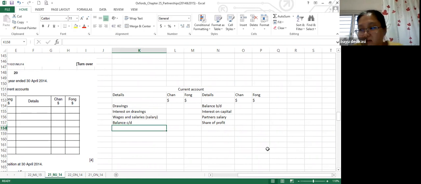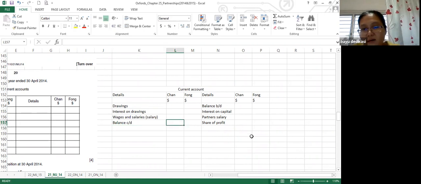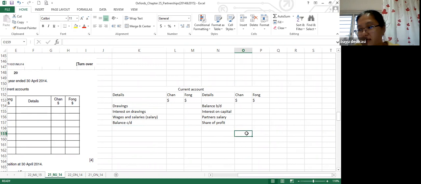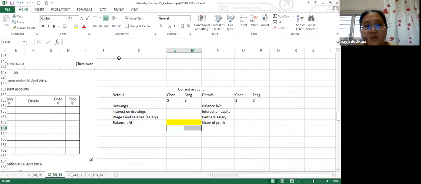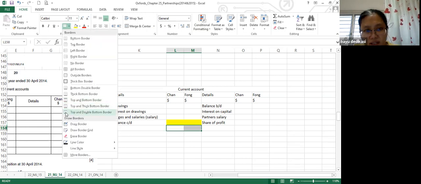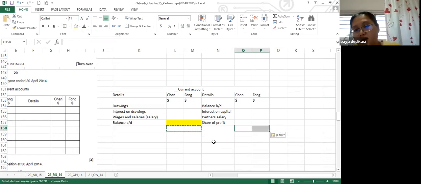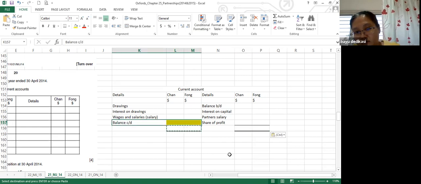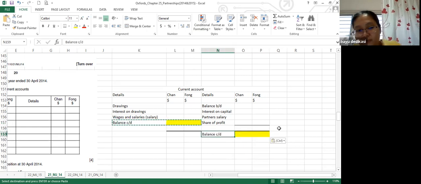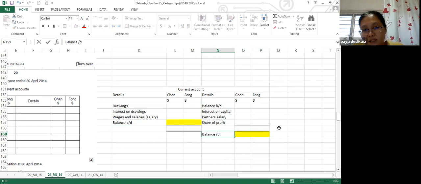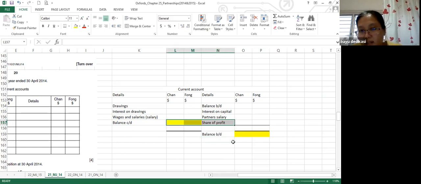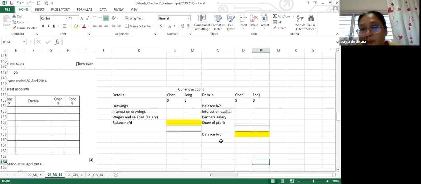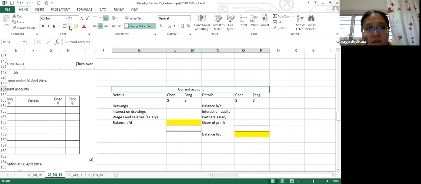Your balance carried down can be on the debit side or credit side, depending on which side is more. If you have this side more and this side credit more, then your balance carried down will be in here. And take note, make sure balance carried down and balance brought down are always on the opposite side. Complete the information. Debit and credit must be completed. These two and these two must be the same. So far clear about the current account?